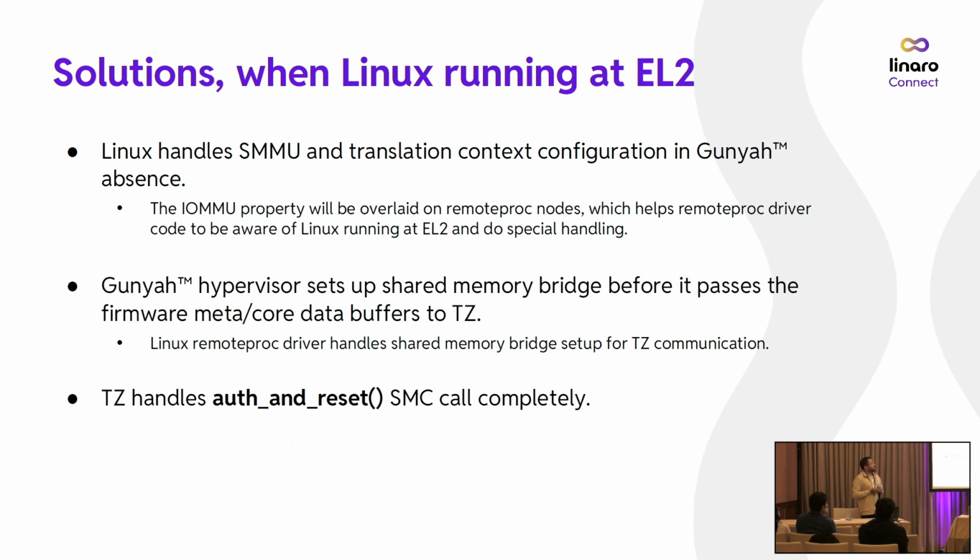What we have done is add an overlay node for the remote processor where the IOMMU property for the remote processor is overlaid. That is how the remoteproc code comes to know that if the IOMMU property is there, then Linux runs at EL2. That is how we are identifying it at the moment, and that is how the driver will be aware that this is EL2 and special handling will be done wherever it is needed.